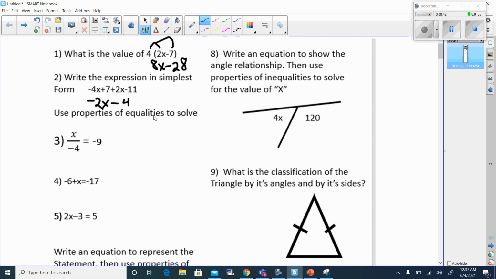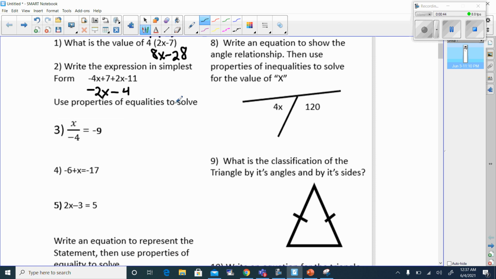All right. Next, use the properties of inequalities to solve this. Since I'm dividing by negative 4, I'm going to multiply by negative 4. Whatever I multiply to one side, I multiply to the other side. So x is going to equal, well, negative times a negative is a positive. 9 times 4 is 36.